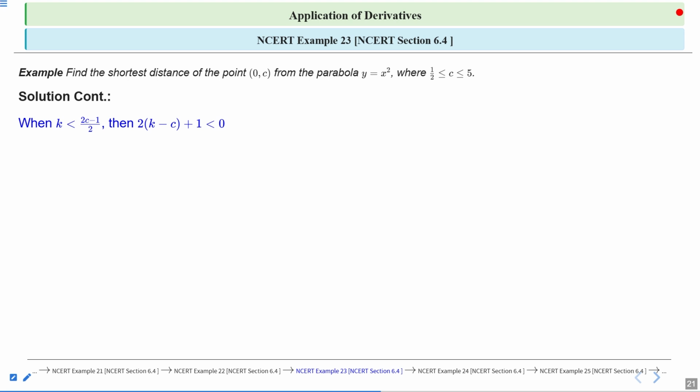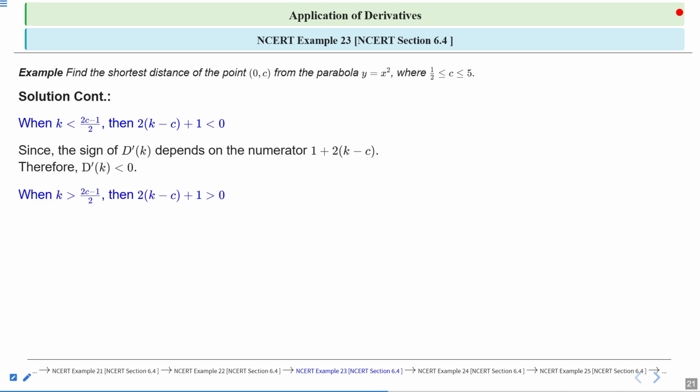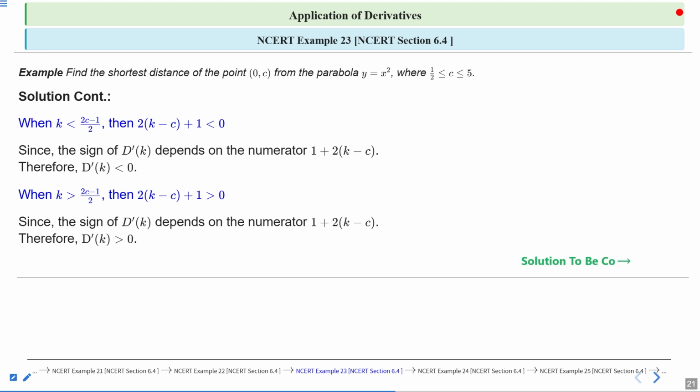Now, when k is less than (2c − 1)/2, then 2(k − c) + 1 is less than 0. Since the sign of d'(k) depends on the numerator 1 + 2(k − c), d'(k) is less than 0. When k is greater than (2c − 1)/2, then 2(k − c) + 1 is greater than 0, therefore d'(k) is greater than 0. Clear? Let us see the continued solution.